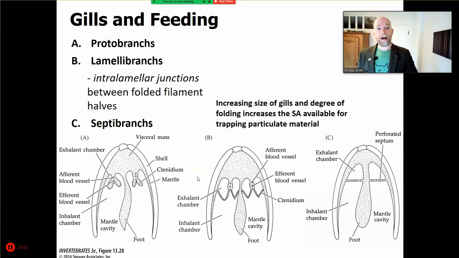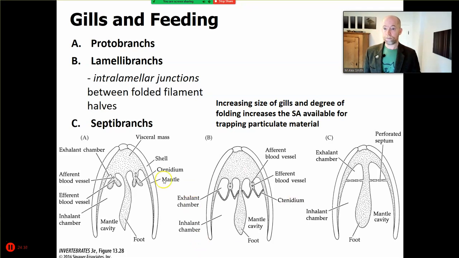We are recording. Now, about the gills and feeding. As we have with many groups, we'll talk about the increase in size, dealing with the increased surface area, increased size of the gills, allowing the construction of a larger volume of mollusk because it produces a more efficient amount of area that can both respire and trap particulate matter, so it can eat.